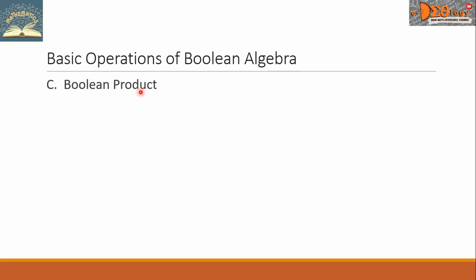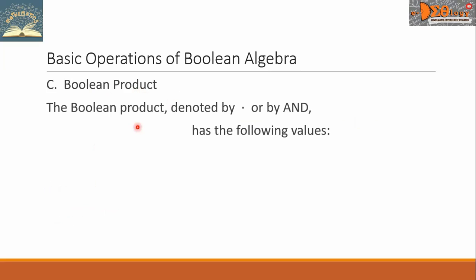Here is the Boolean product. The Boolean product, denoted by a dot or by the AND operation, has the following values. 1 times 1 equals 1. 1 times 0 equals 0. 0 times 1 equals 0. 0 times 0 equals 0.